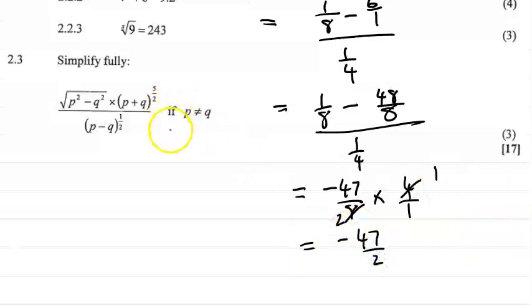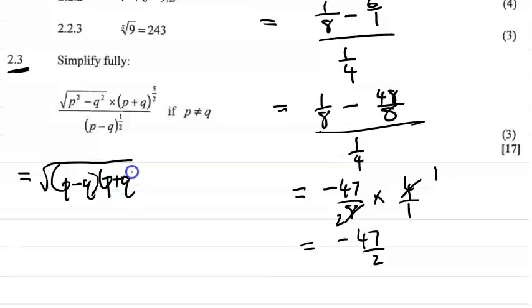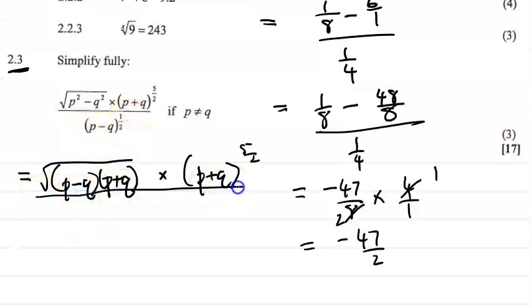The last and final one in this series of videos on exponents and surds. So let's have a look at this question, 2.3. So here we got the square root of p squared minus q squared times p plus q to the 5 over 2 all over p minus q to the half equals 2. This is difference of two squares, so we'll have the square root of p minus q, p plus q times p plus q to the 5 over 2. And here we got the rather p minus q to the half, which can be written as the square root of p minus q.